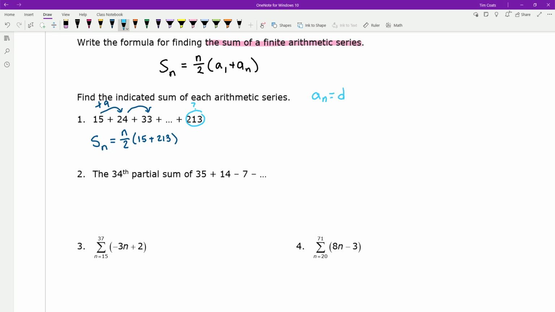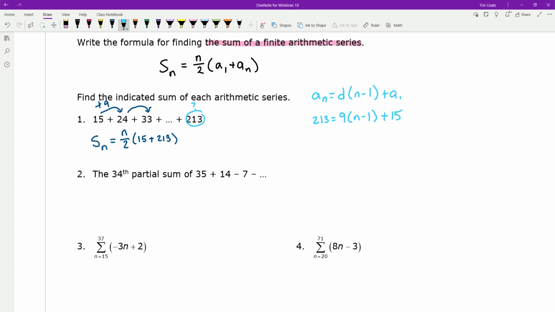If we need to know any term, we can just take the difference between the terms multiplied by n minus 1 plus the first term. Well, we know that the last term is 213. We know that the difference is 9, and we're looking for n. And we're starting at 15, right?